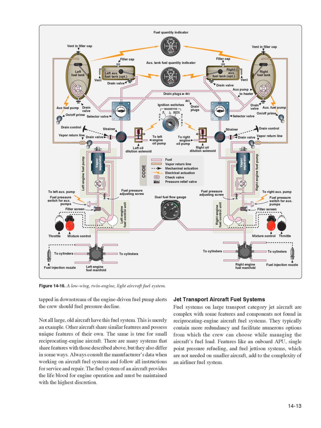Jet transport aircraft fuel systems. Fuel systems on large transport category jet aircraft are complex, with some features and components not found in reciprocating engine aircraft fuel systems. They typically contain more redundancy and facilitate numerous options from which the crew can choose while managing the aircraft's fuel load. Features like an onboard APU, single-point pressure refueling, and fuel jettison systems, which are not needed on smaller aircraft, add to the complexity of an airliner fuel system.